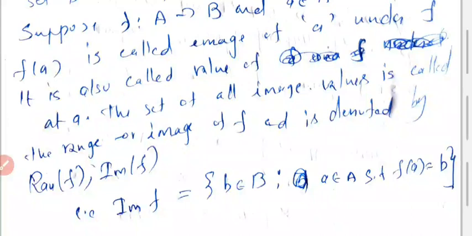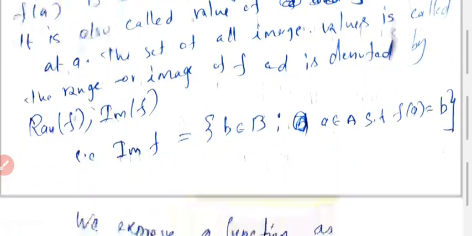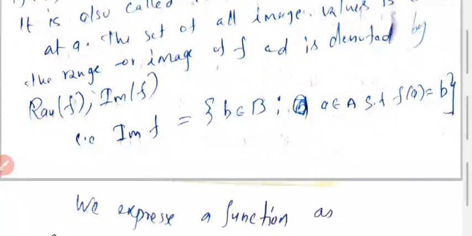An image in B, and if you collect all those images, then that collection of all image values is called what? Range of f, and we write it as Ran f or image.